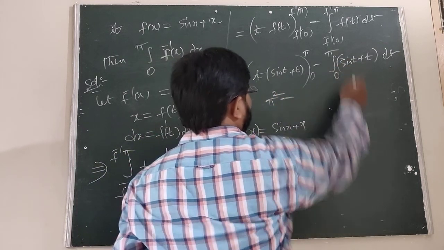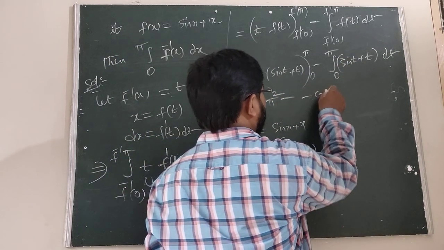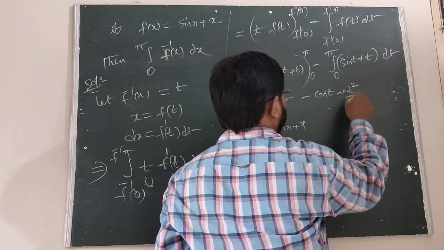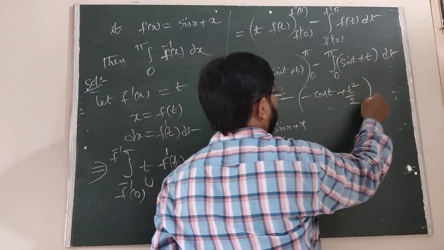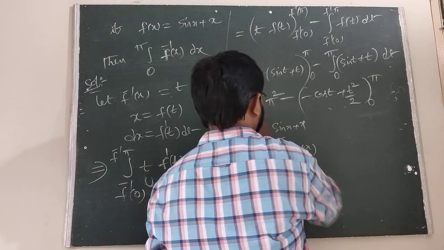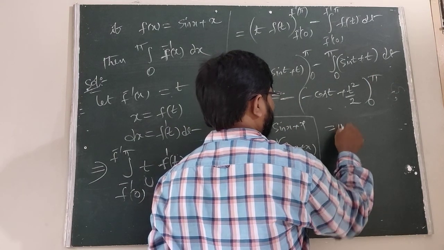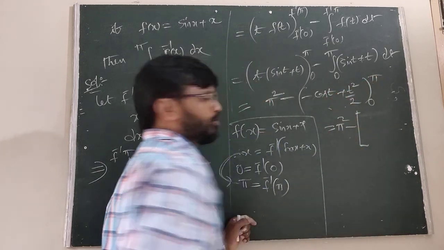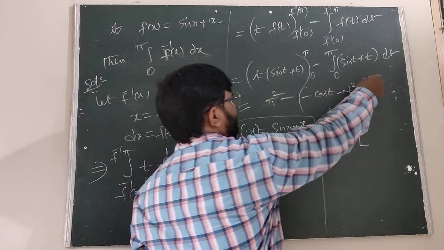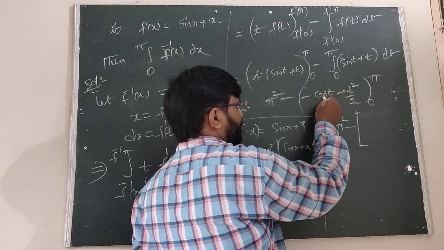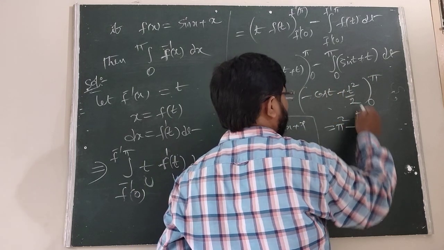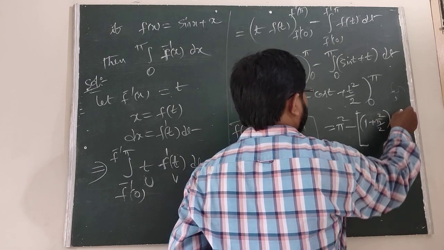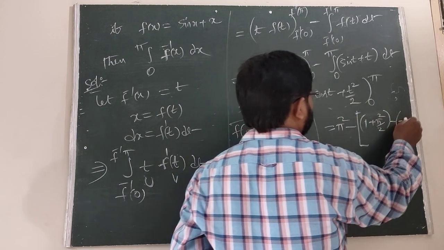Now the integral of sin t is minus cos t, and the integral of t is t square by 2. Now we apply the limits 0 to pi. Therefore pi square minus, first we put pi: minus cos pi, cos pi is minus 1, minus of minus is plus 1, plus pi square by 2, minus of the cos 0, which is 1.